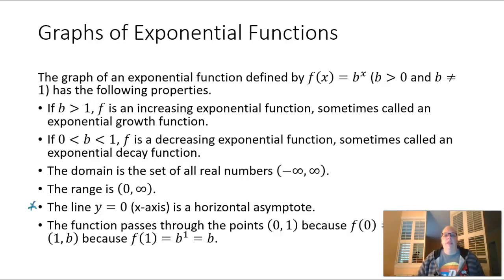Okay. And then this next one, these 2 that I'm starring, we're going to use when we try to graph these. These functions are going to pass through the point 0, 1, because when you plug 0 into the function, any base to the 0 power is going to give you 1. And it also goes through the point 1 and whatever your base happens to be, because when you put 1 into your function, the base raised to the first power is just b, your base.